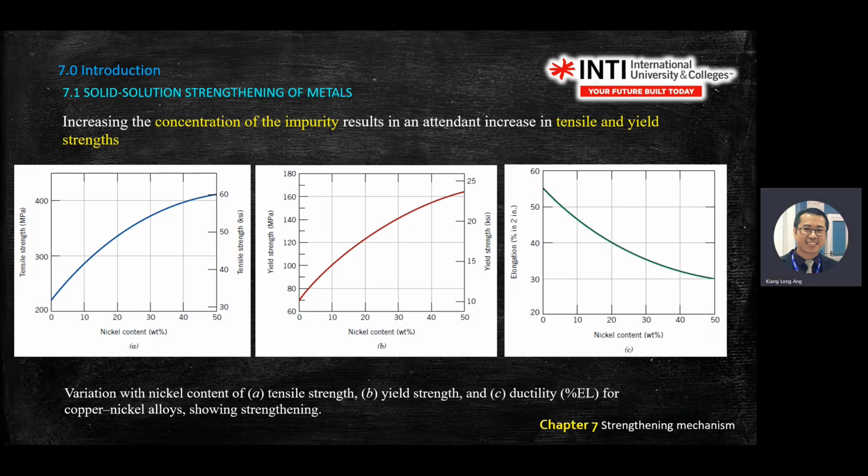The third graph here is elongation in percentage, elongation versus nickel content also. You can see from the graph, if you increase the impurity, meaning the foreign atoms that you add in, the tensile strength will increase.